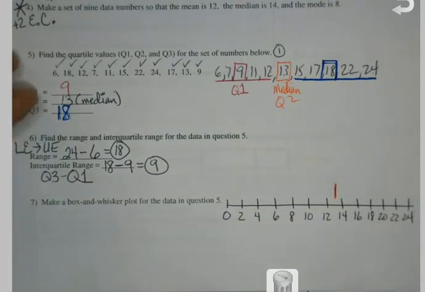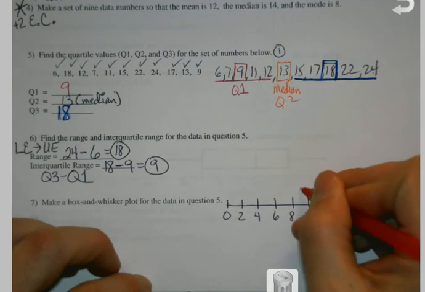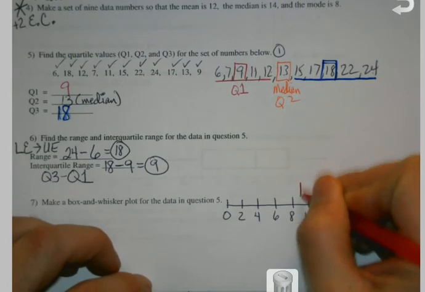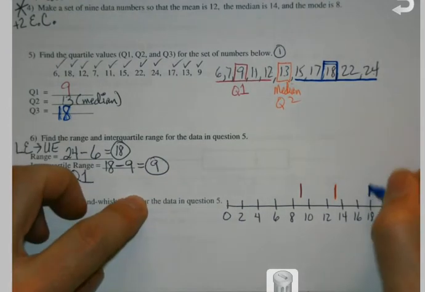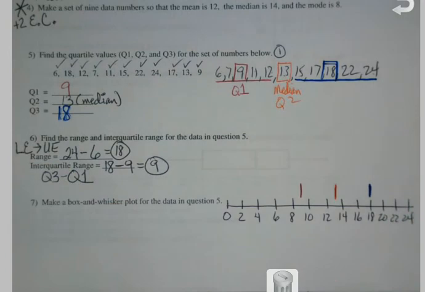My Q1 was at 9. So I'll put another vertical line in there. And my Q3 is going to be at 18. So I'm going to put 3 vertical lines in there. Looks like 3 ones, kind of.